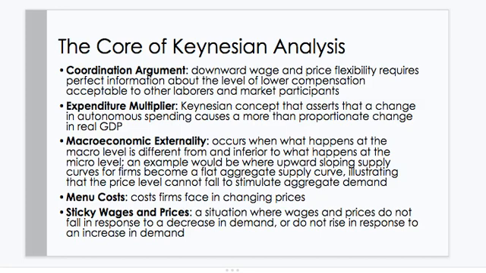Macroeconomic externality occurs when what happens at the macro level is different from and inferior to what happens at the micro level. An example would be where upward sloping supply curves for firms become a flat aggregate supply curve, illustrating that the price level cannot fall to stimulate aggregate demand.